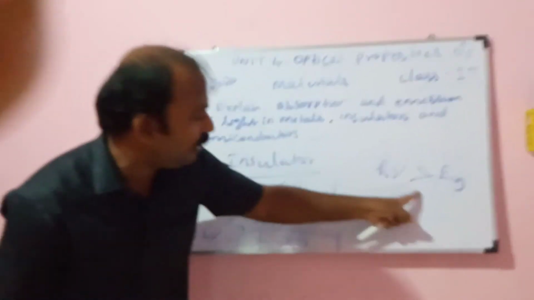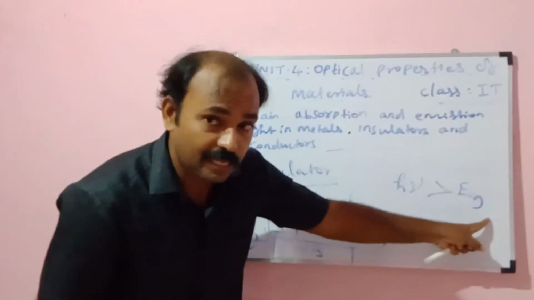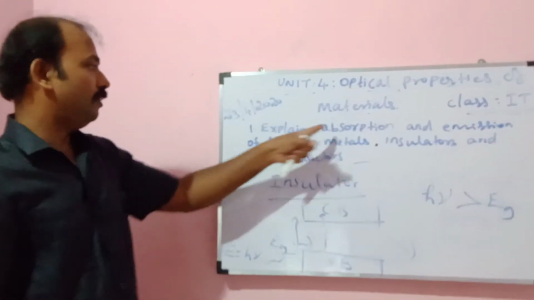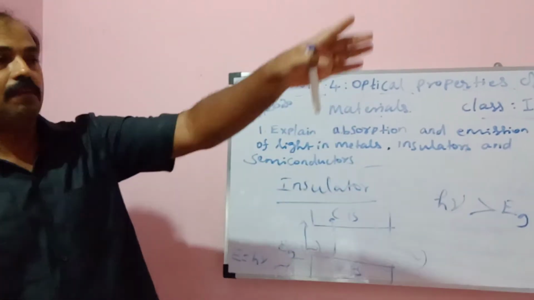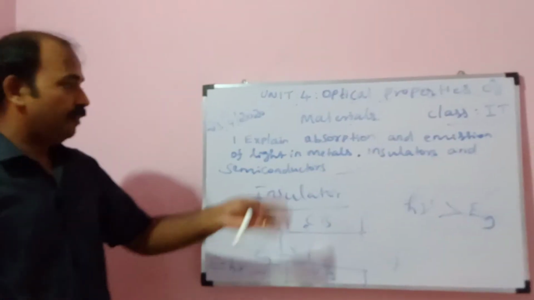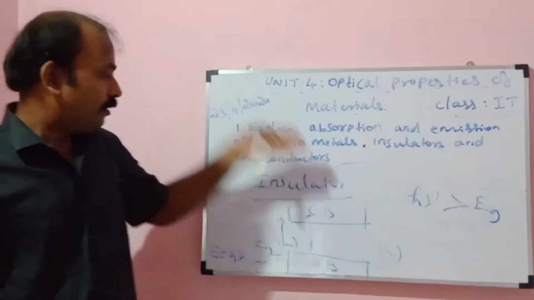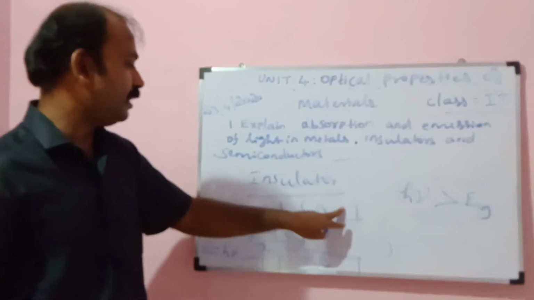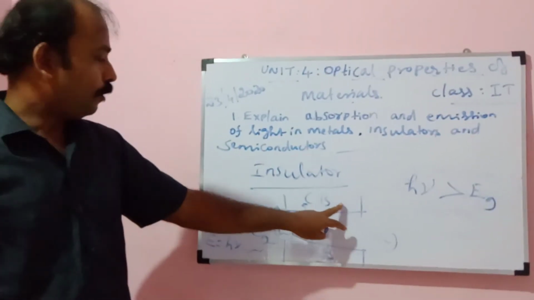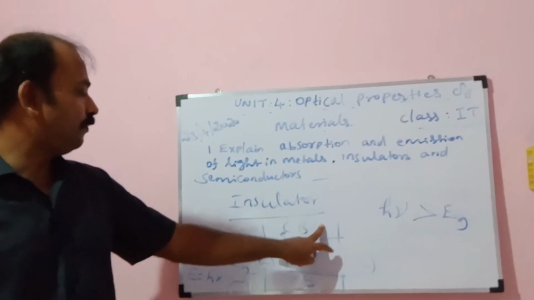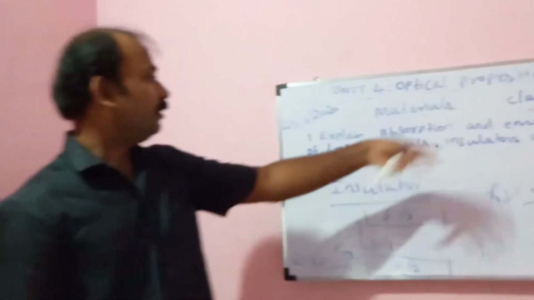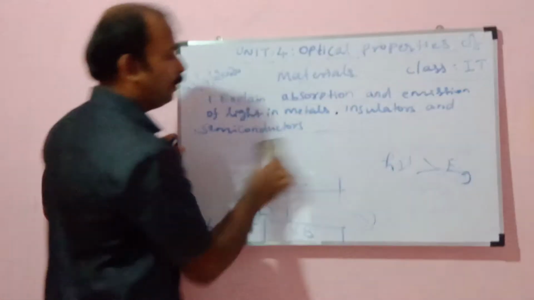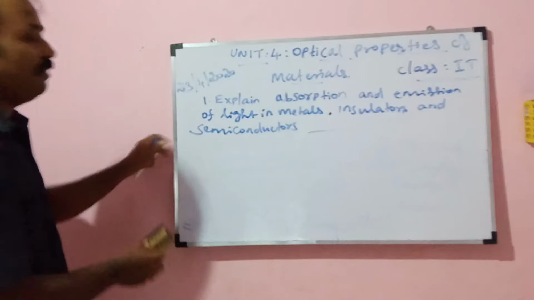The very important point is that the incident light energy must be greater than the energy gap. Then only the absorption will take place. After the absorption, there is a possibility of emission: the electron from the conduction band comes to the valence band and emits light. That is the insulator. Now we move to the semiconductor.